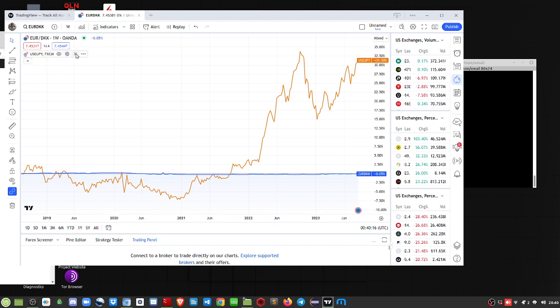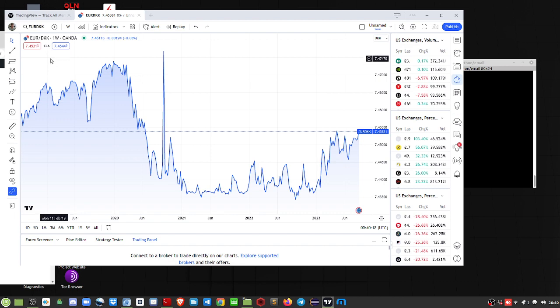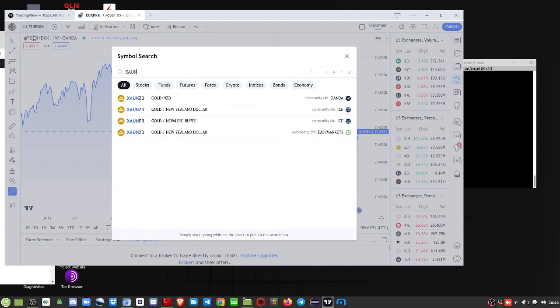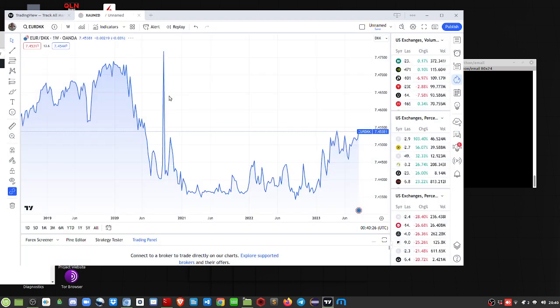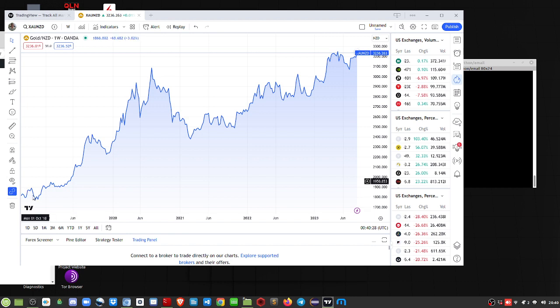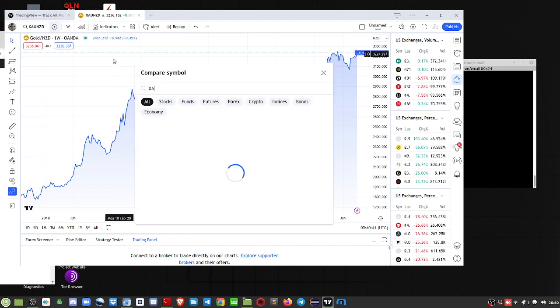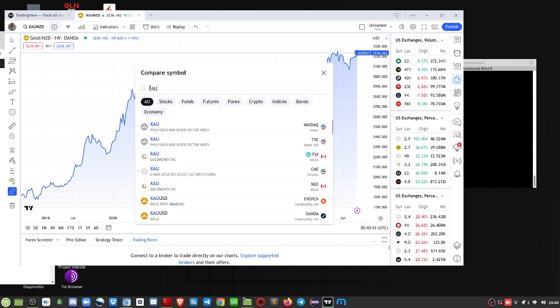Okay, so next one we have is gold in New Zealand as well. Just another currency, so that's not too bad from June. Here it's 2019. Nice steady. When you compare that to, let's say, gold in USD, this is important to know. Okay, this is what I also noticed.